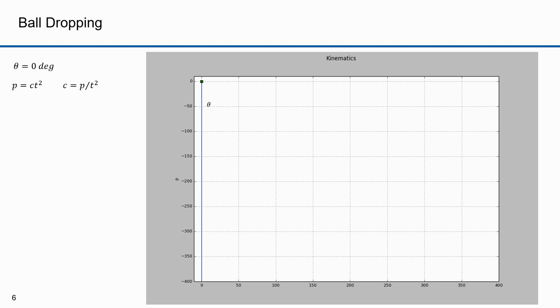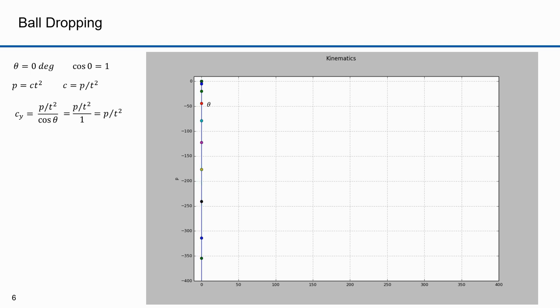In free fall, this angle theta would be 0 degrees. And the cosine of 0 is 1. If I plug that into this equation, I get P over T squared.